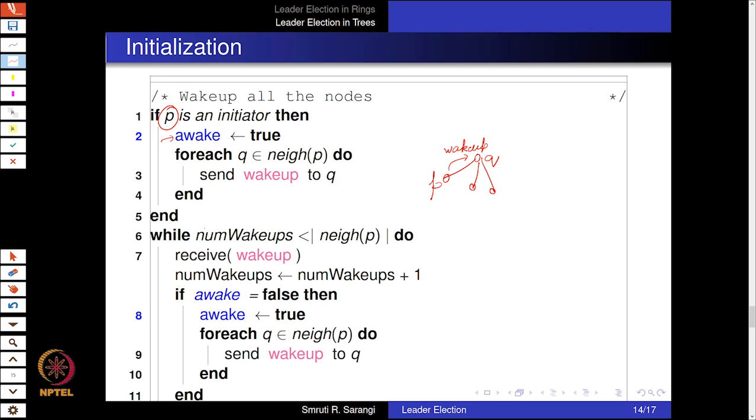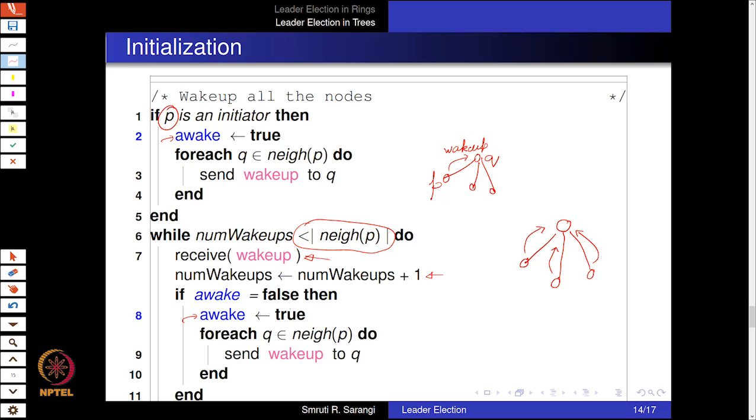So as long as the number of wake ups is less than its number of neighbors, what does it do? It receives a wake up and it increments num wake ups. Which means that if I have a node over here which is getting wake up messages from the initiators, as long as it hasn't gotten a wake up message from one of its children, it will continue to increment the num wake ups variable. Furthermore, if awake is equal to false, then it will set awake equal to true, it will wake up.